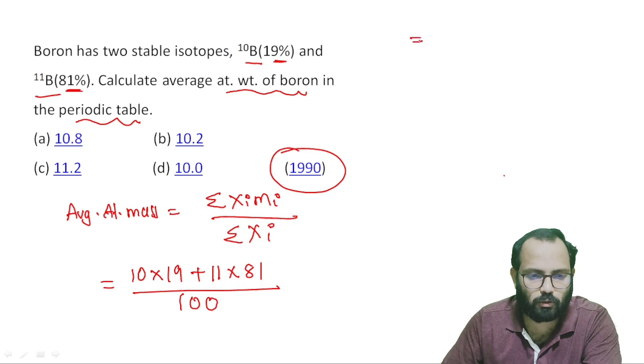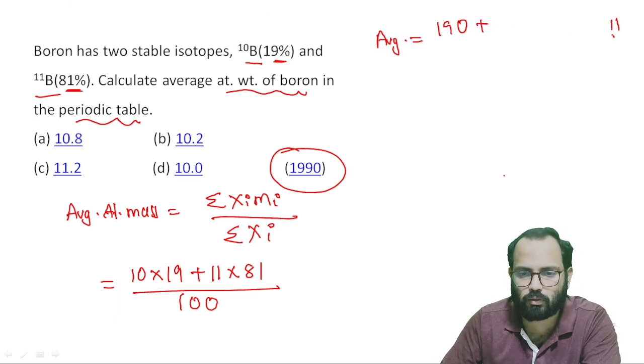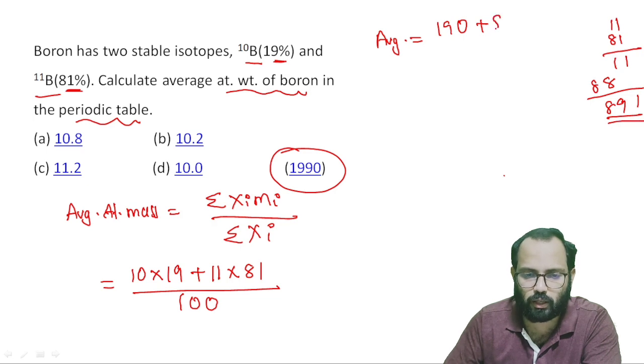So what is going to be the value? Average mass is going to be 10 into 19, that is 190, plus 11 into 81. What will be 11 into 81? It is 891. So 190 plus 891 seems to be 1081. Okay, 1081 by 100.